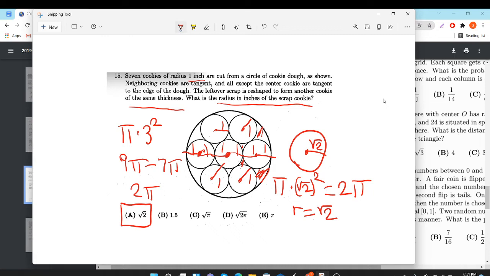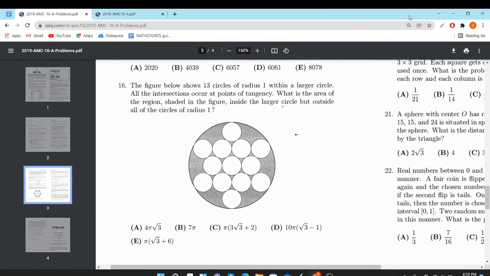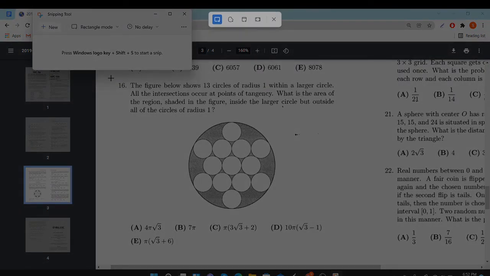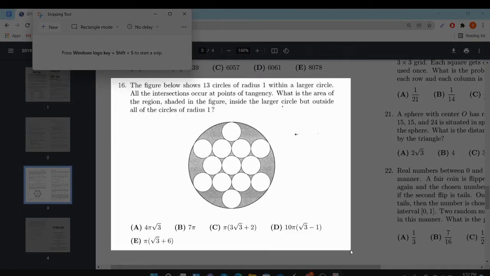Okay, so now we're going to take a look at another example. This one is from the 2019 AMC 10A. It's also from the 12A.